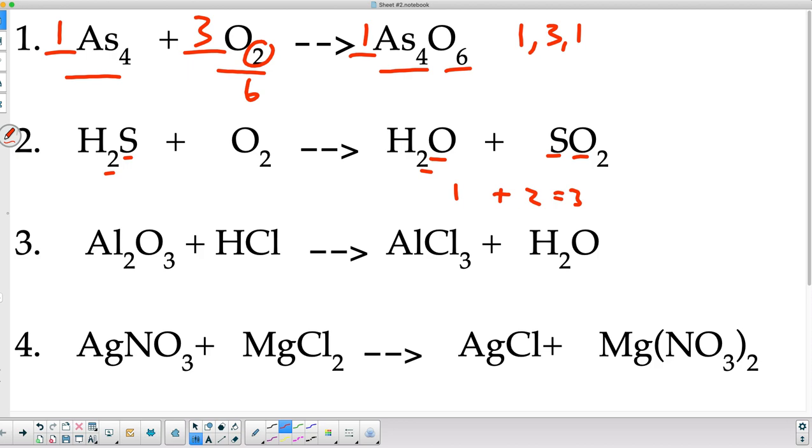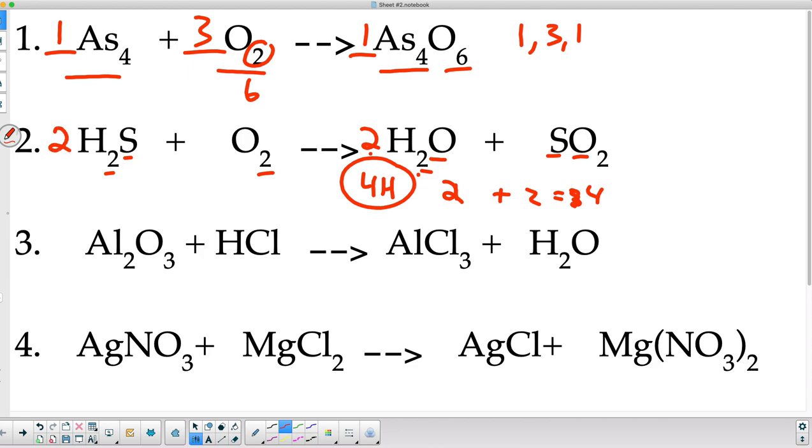Here's what I typically do when I have an odd number of oxygens on one side and I must have an even number because of the O2 on the other side. I double whatever the compound is that has the single oxygen or the odd number of oxygens. So I take the 2 times the 2 to give me 4 H's here, and 2 times the 1 gives me 2 oxygens. That changes the number of oxygens on the right-hand side from 3 to 4, which is an even number.